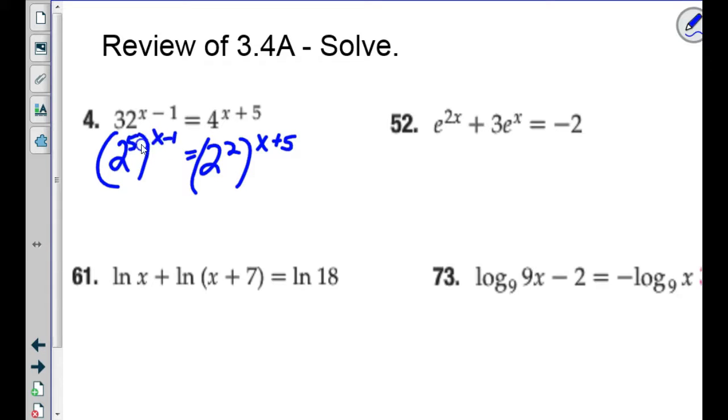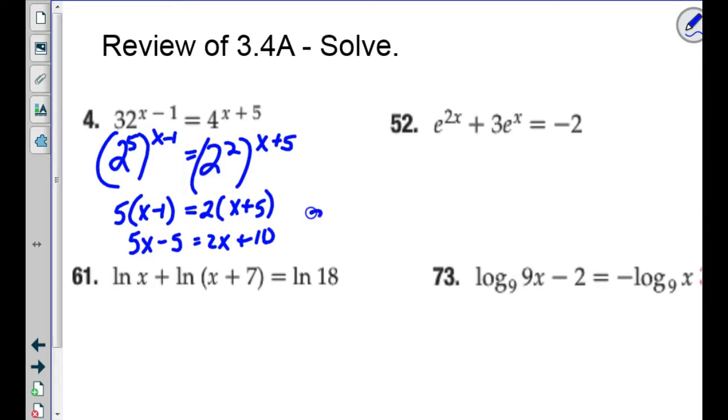Multiply, yes. So we will need to have a 5 times the quantity x minus 1 equals over here 2 times the quantity x plus 5. So if we distribute, somebody tell me if I make a mistake here. I got x equals 5. Did anybody follow my work? Add 5, subtract 2x. I think we're good.